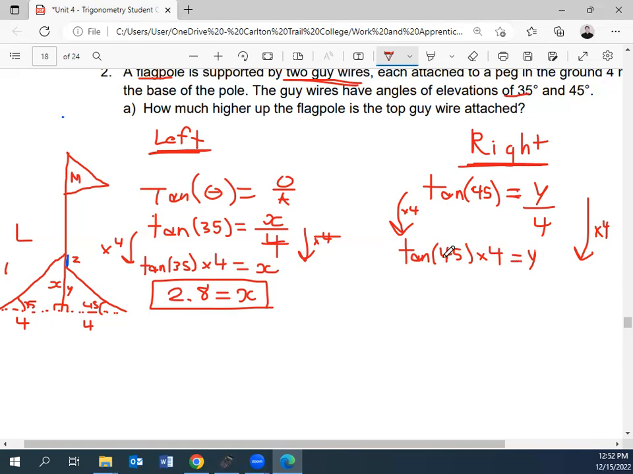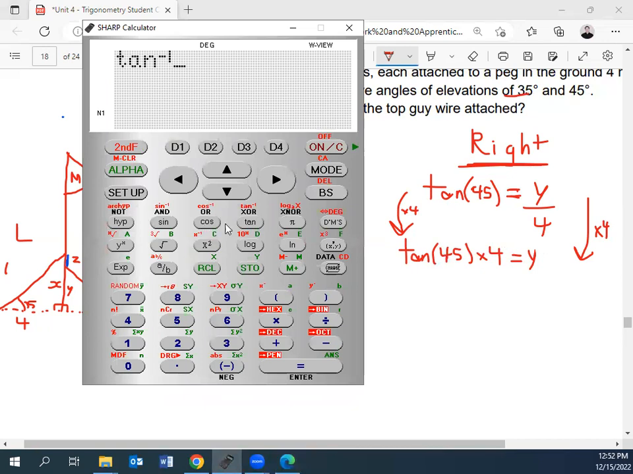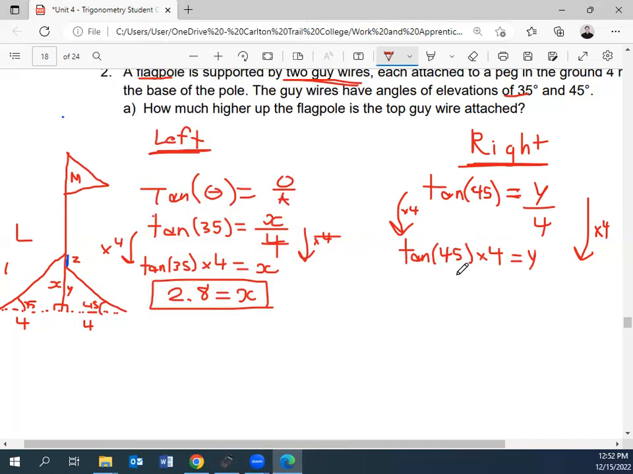So y equals 4 times tangent of 45. Now we just got to plug that into our calculator there. Oh, is that the answer? Okay, it's just going to end up being 4, because tangent of 45 is 1. Y equals 4.